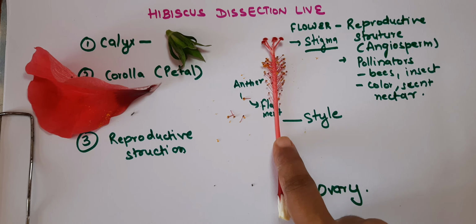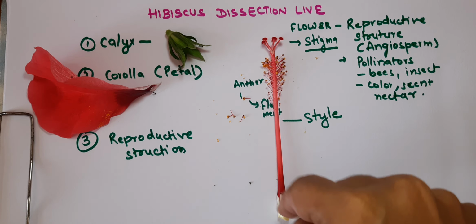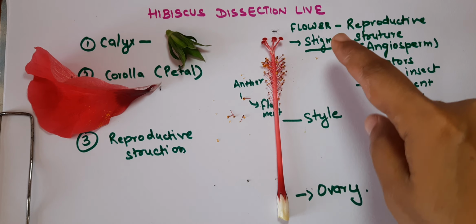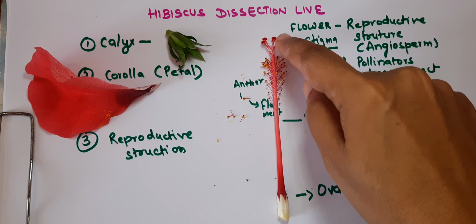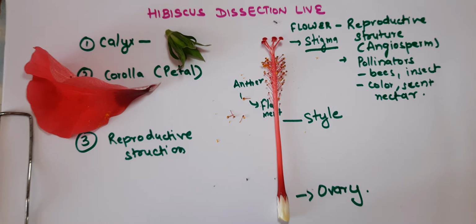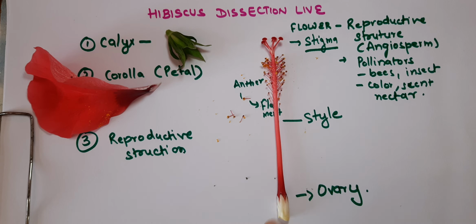And this is the style, and this is the ovary. The style will connect the stigma to the ovary. The ovary will contain the ovule. When the pollen is transferred from the insect leg to the stigma, it will start developing the pollen tube, which finally reaches the ovary for the fertilization purpose.